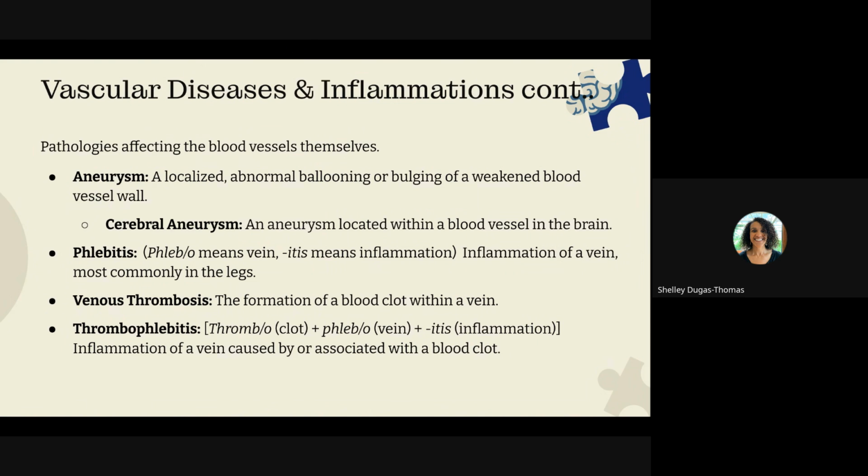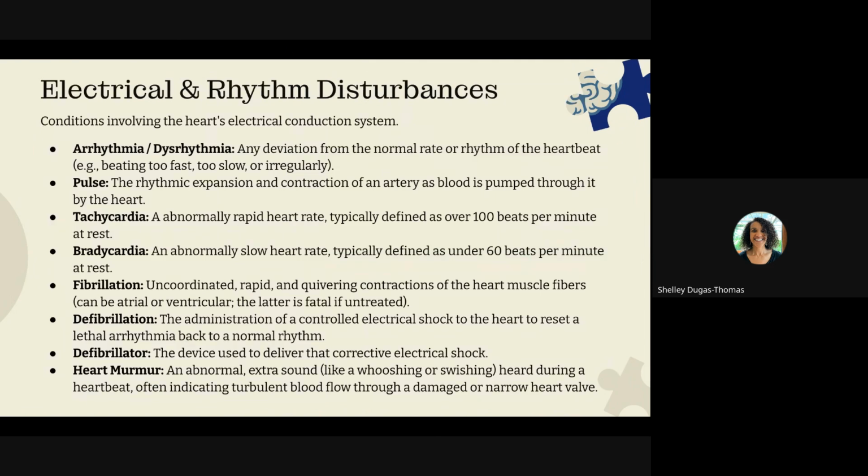An aneurysm is a dangerous ballooning or widening of a weakened vessel wall. Phlebitis is phlebo, meaning vein, itis, meaning inflammation. Put them together, and you have inflammation of the vein. Thrombophlebitis, the word has three roots: thrombo, clot, plus phleb, vein, plus itis, inflammation, which literally means inflammation of a vein associated with a blood clot.